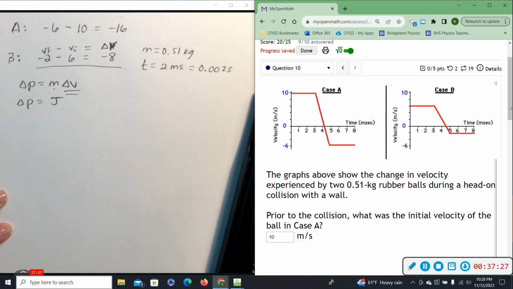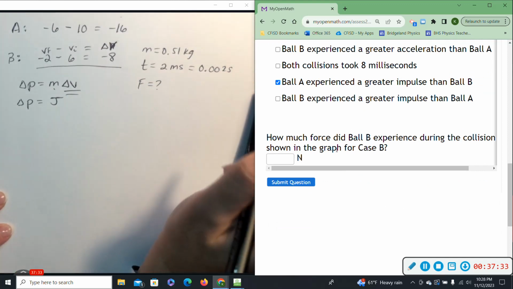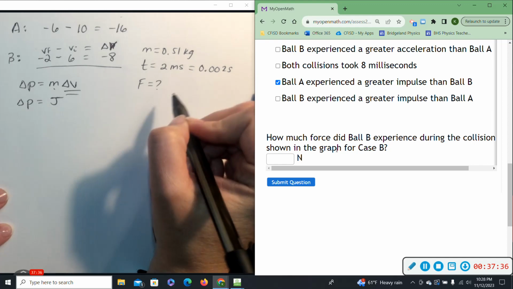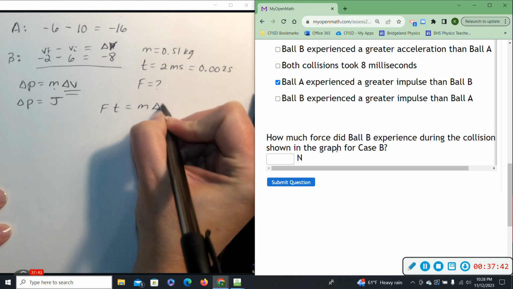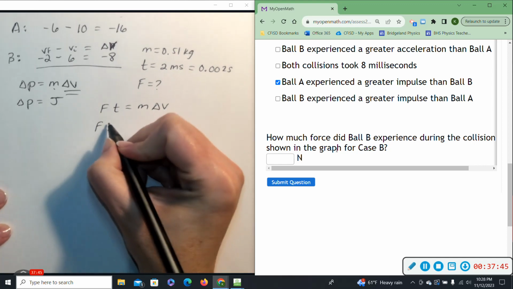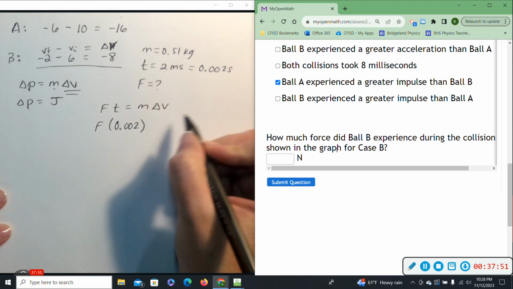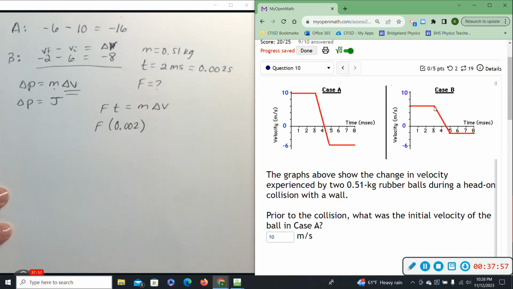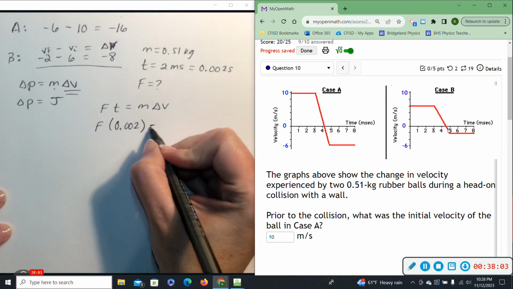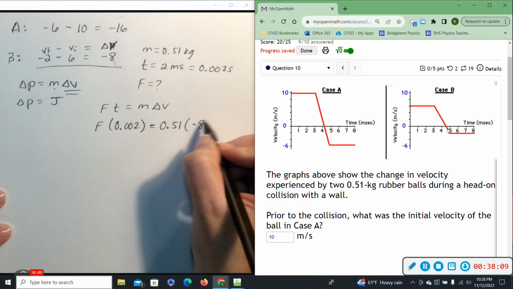All right, so let's look at the question again that we're trying to answer. How much force? Okay, so I can find force with this equation based on the information I have: F times t equals m times delta v. My force times my time, 0.002 seconds. It does need to be in seconds, so you do need to convert that. And you're not using the entire graph. You're only using where the collision occurs. The collision is just from 3 to 5 milliseconds, so the collision takes place over 2 milliseconds. Equals my mass, 0.51, times my delta v, which I found earlier to be negative 8.